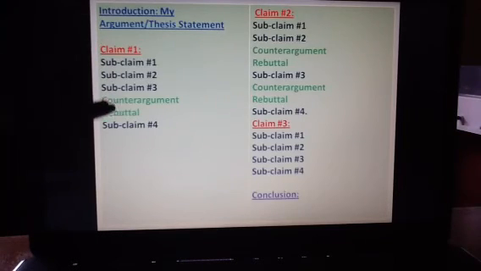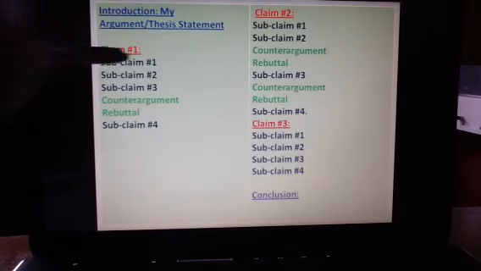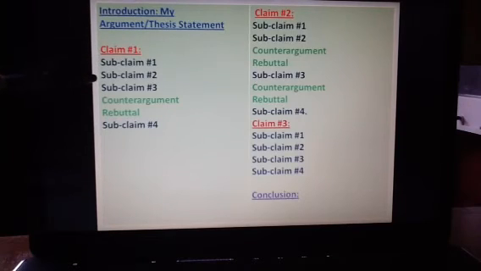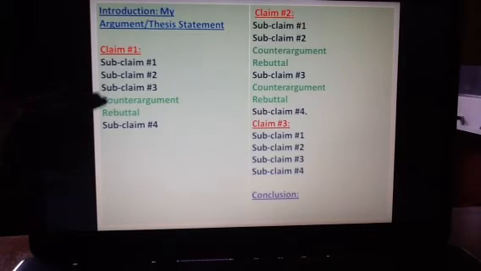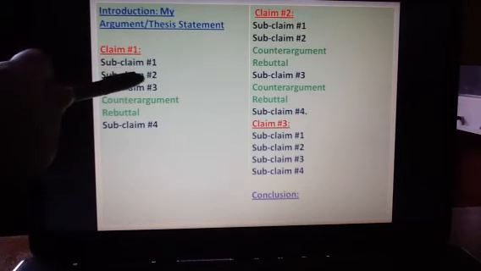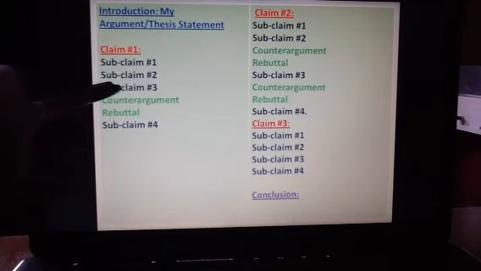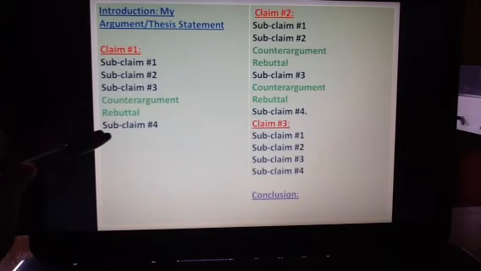Now, each one of these claims is probably going to be a different paragraph. I'm probably going to combine the subclaim and claim into one paragraph. This is going to be a separate paragraph. I'll probably include the counter-argument here with the subclaim 3, and then this would be an additional paragraph. That's one way to do it. I could also, again, combine these two. Then this would be a separate paragraph. This would be a separate paragraph, and this would be a separate paragraph, and then 4.